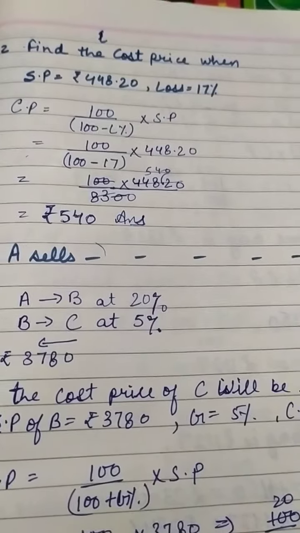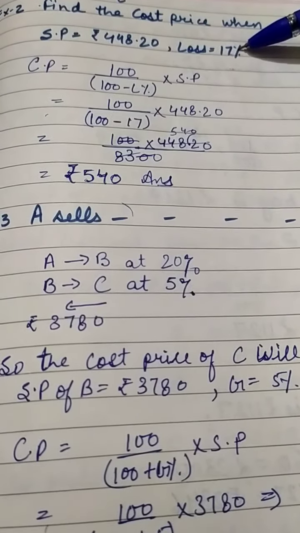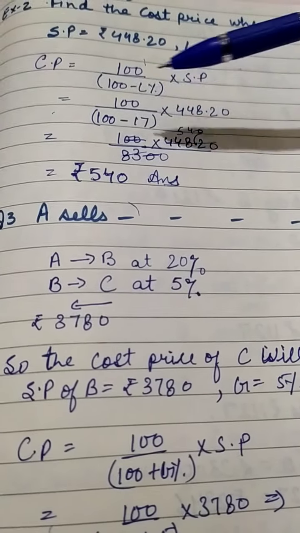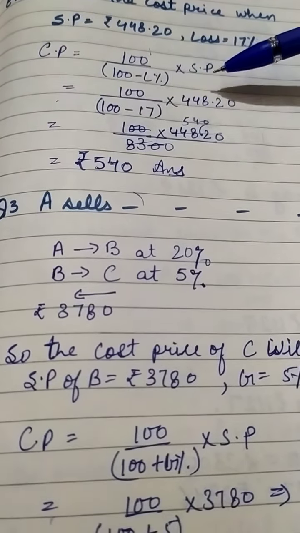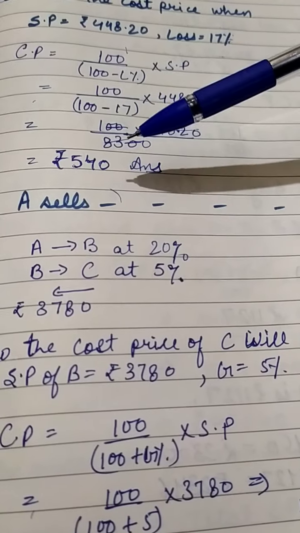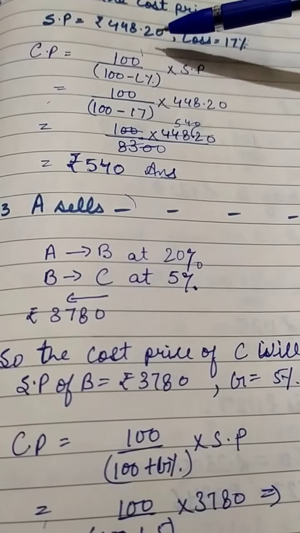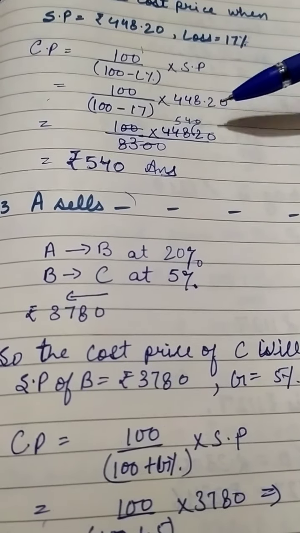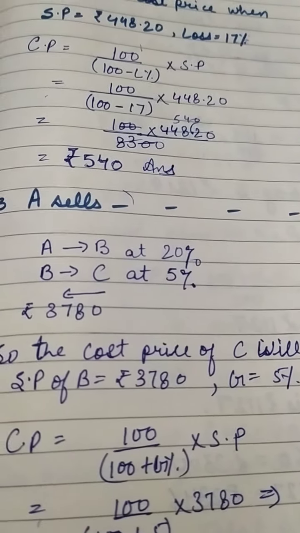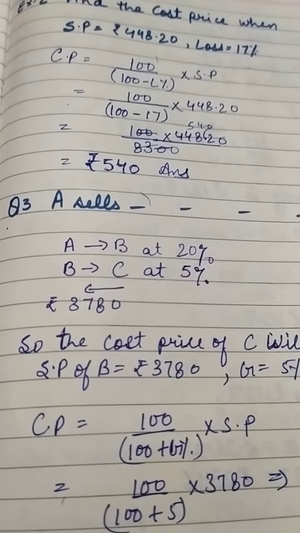Okay, now see the other formula. If you have to find the cost price when SP and loss percent are given to you. Alright, so 100 upon (100 minus loss percent) multiply selling price. So loss is 17, so 100 minus 17 is 83, multiply selling price, that is 448.20. So we remove the decimal, and here we will put 2 zeros. Then after calculating we have 540 rupees as cost price.